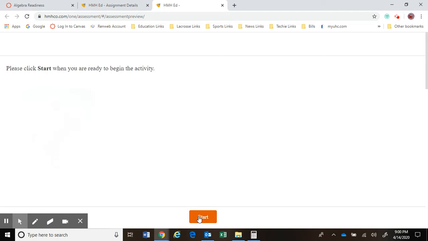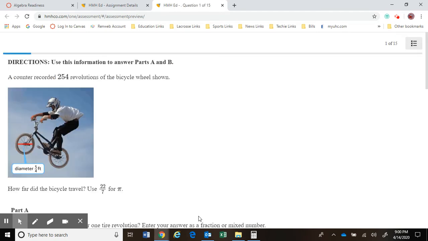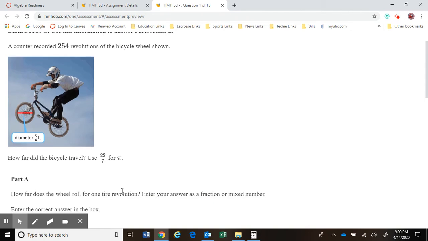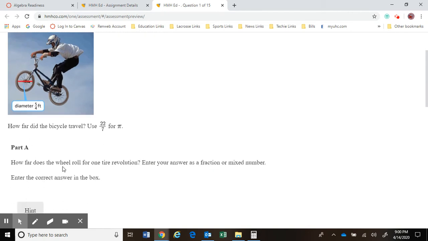Here we go. All right, with the first problem. Okay. So the first problem has this at biking, and a counter recorded 254 revolutions of the bicycle wheel shown. So this wheel spun around 254 times. It's a diameter of 5/4 feet. And I want to know how far that bicycle traveled. And it tells me to use 22/7 for pi. All right. So first of all, I want to know how far does the wheel roll for one tire revolution, and it tells me to enter my answer as a fraction or a mixed number.